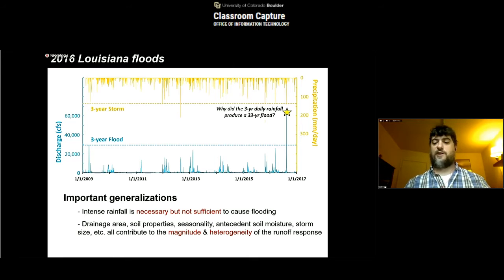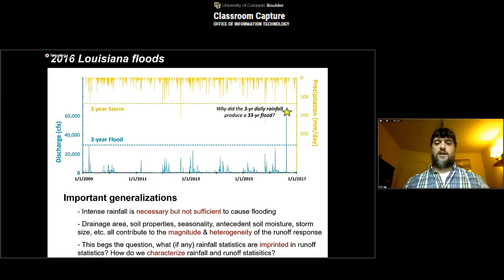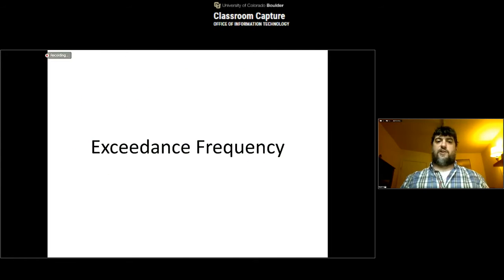So we need to be mindful of that when we start interpreting the transformed data that we're going to look at in a statistical sense. And so it also begs the very important question of what, if any, rainfall statistics are imprinted into the runoff statistics. And in fact, can we characterize the two together at all? So today, you're going to be working with exceedance frequency, and I'm going to explain this, hopefully relatively carefully, so that as you're going through your analysis, you can follow the logic of what we're doing.